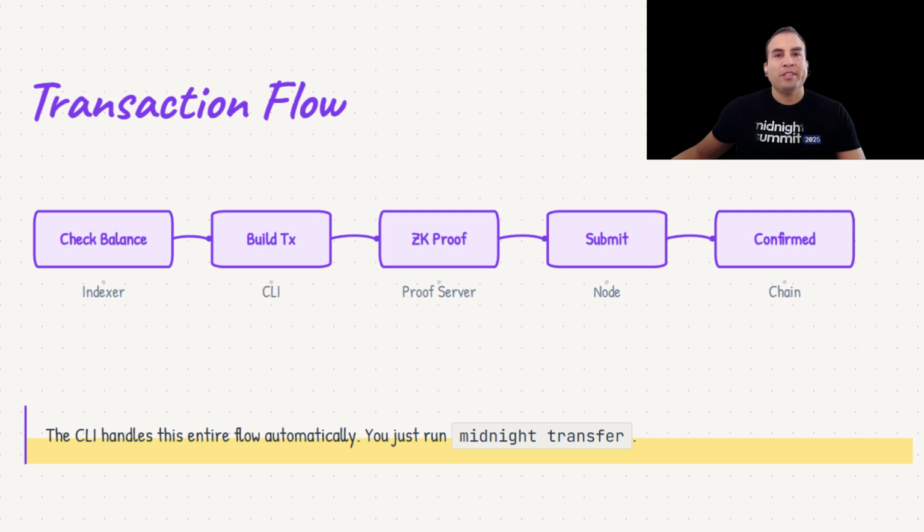Step 4, submit. The signed, proven transaction gets sent into the node. Step 5, confirmation. The CLI waits for the transaction to be included in a block and confirms it went through. You don't have to manage any of these steps yourself. Midnight transfer handles all of it, but it's good to understand what's happening, especially when we talk about why some transactions take a moment.